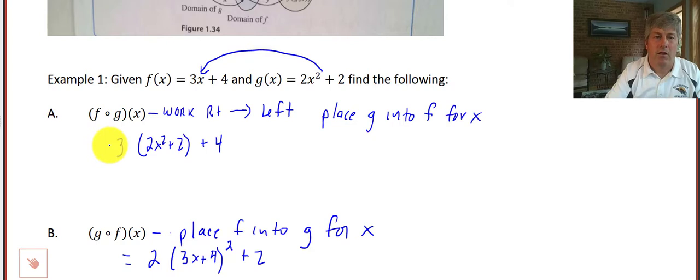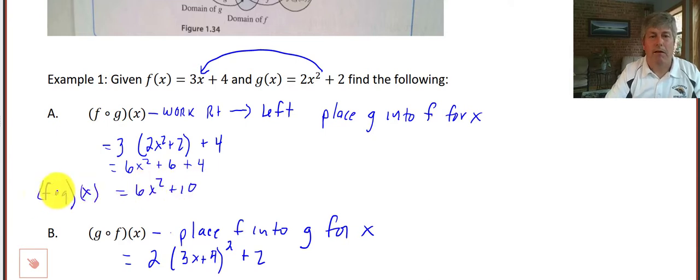So we get 3 times 2x squared plus 2, plus 4. So here is our g function. Simplifying that, we get 6x squared plus 6 plus 4. So we get 6x squared plus 10. So f of g of x equals the function 6x squared plus 10.